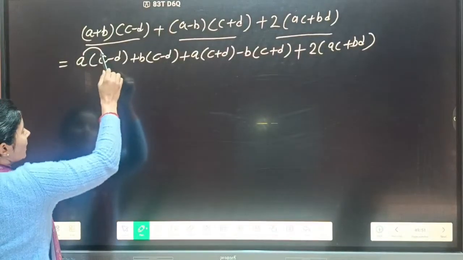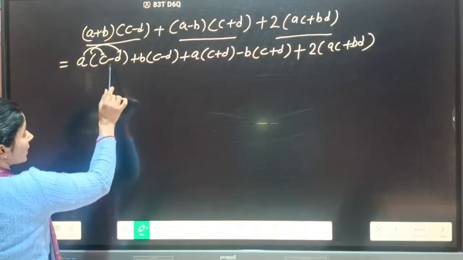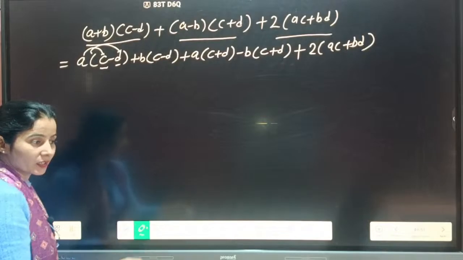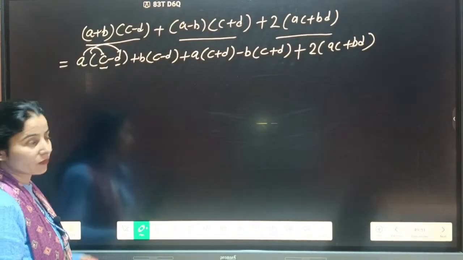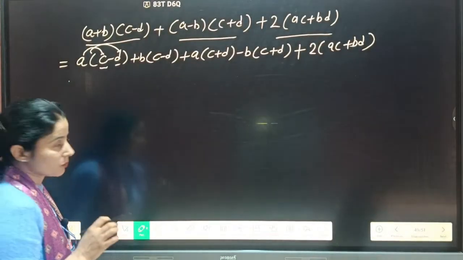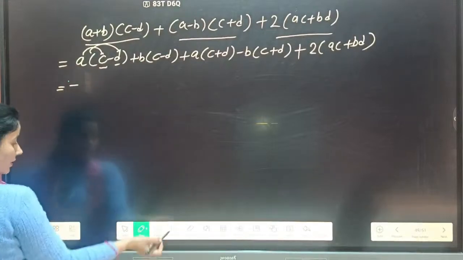This a I will multiply with c and d. Don't forget to multiply this a with each term of this binomial. How many terms are there, with each term we have to multiply. What is before the bracket will be multiplied with each term of the expression. Now it will be this a with c.